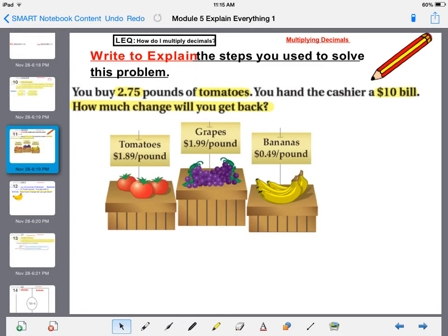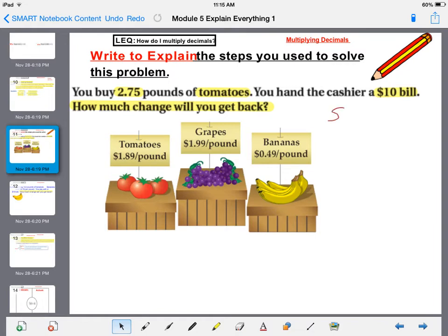Okay, let's apply what we have learned about multiplying decimals with this real world situation. So I am at the supermarket and I'm buying 2 7/75 pounds of tomatoes. I hand the cashier a $10 bill. How much change will I get back? Well, a couple things going on here. First and foremost, I don't really want to concern myself with the grapes or the bananas. I'm really just concerned about the tomatoes at $1.89 a pound.